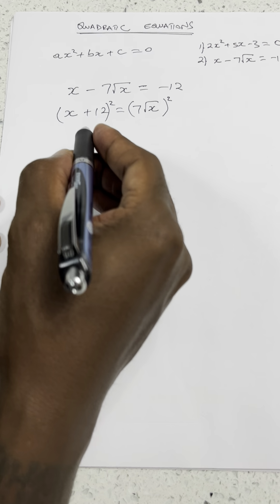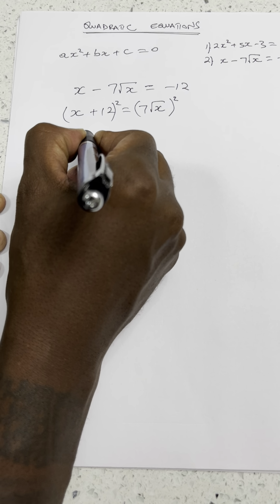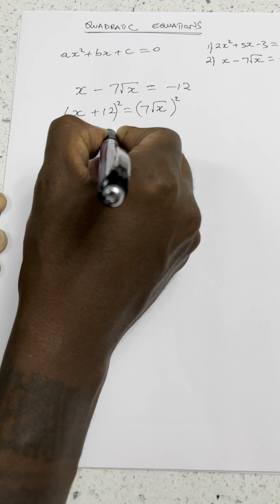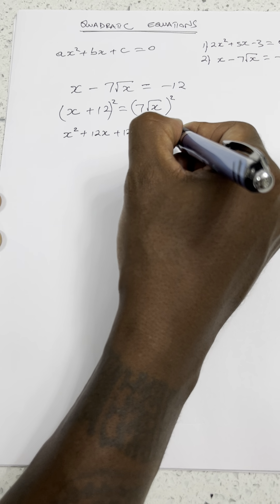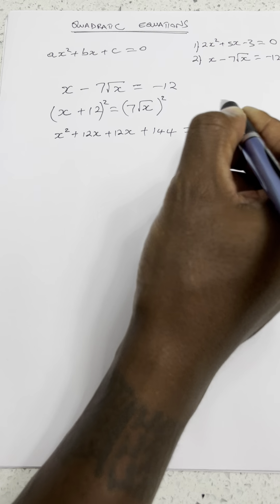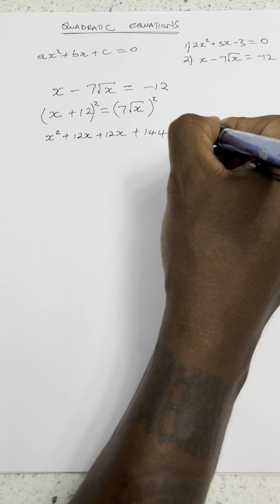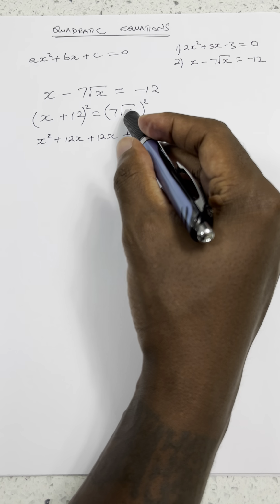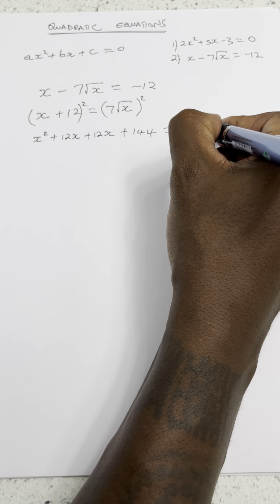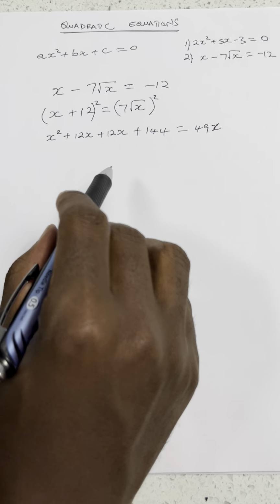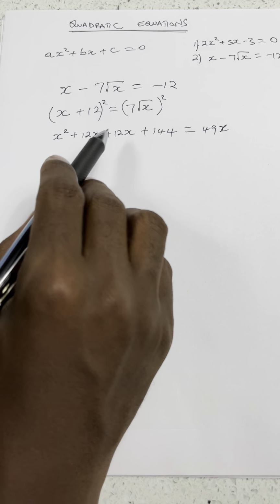If I square both sides, x plus 12 squared becomes x squared plus 12x plus 12x plus 12 times 12, which is 144, equals, this expression now squared, the 7 squared, which is 49, and the square cancels the square root, so we are left with just x. What we do now is transpose this 49x to this side. When you add these two, you get 24.